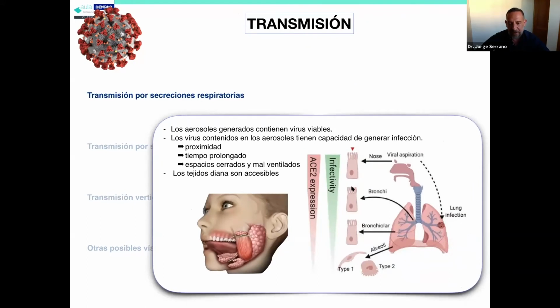If you see also the expression of the proteins on the virus and the importance of their replication, we see that it's higher in the nasal cavity and it reduces when we go down to the trachea and the lungs. It's also very important in the area of the eye and in the oral mucosa.